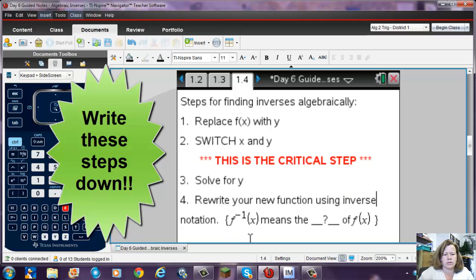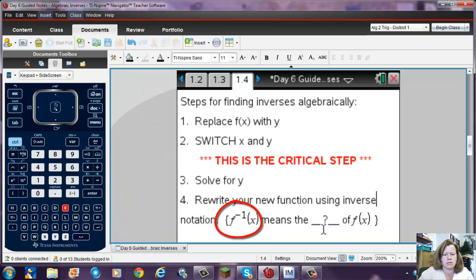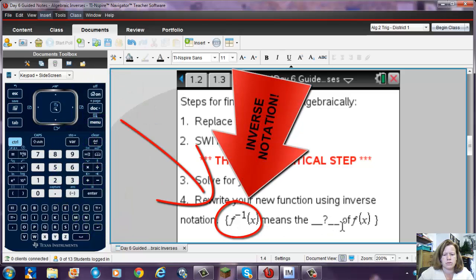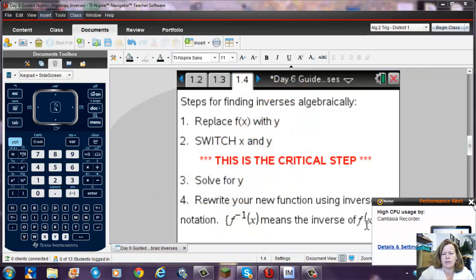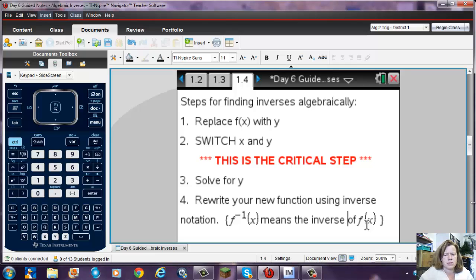This right here, f to the negative 1 of x, means the inverse of f of x. It does not mean to flip a fraction or anything like that, which sometimes I know negative exponents mean. But a negative 1 attached to f of x means inverse of the function f.